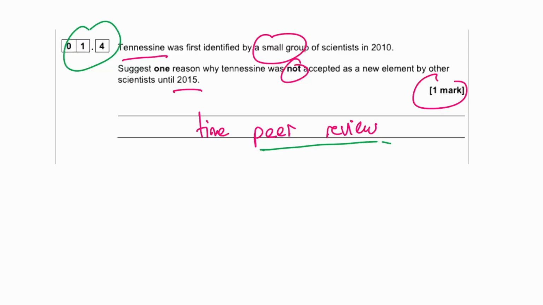A lot of people did say it's to do with the scarcity, that tennessine is not that common. Now the problem with that is, well, tennessine isn't that common, but this small group of scientists managed to discover it, so why would that not affect them? And it would affect the later scientists. It doesn't really make sense. And once you've discovered it, surely scientists can share that around as well. So it's not really a relevant point.